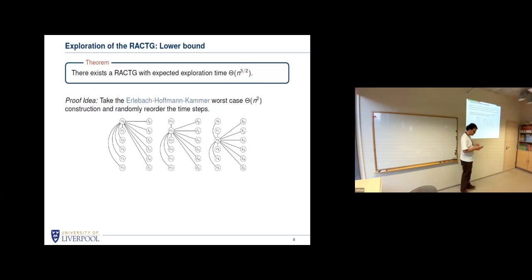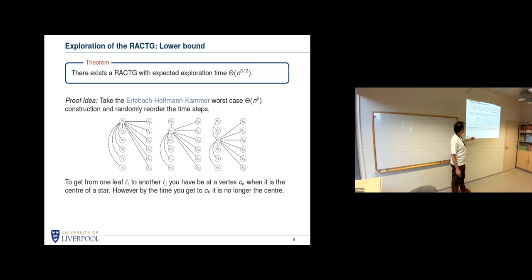There is this observation in their paper that to get from one leaf Li to another leaf Lj, you have to do so by going via one of the centers while it is the center of the star. So say you're at leaf 2, you want to get to leaf 5. Well, your only option is to go from here to the center of the star at the current time, but by the time you've done that, the center has moved, and so then you're stuck basically at one of these vertices, which in every step is like a new leaf.